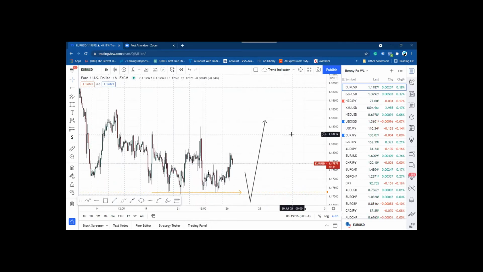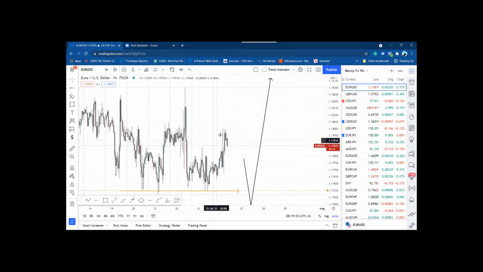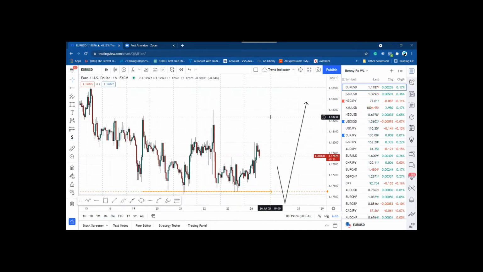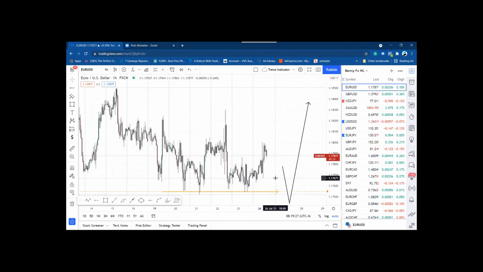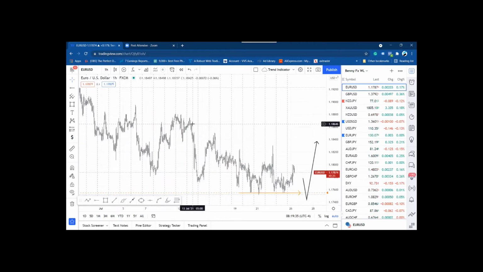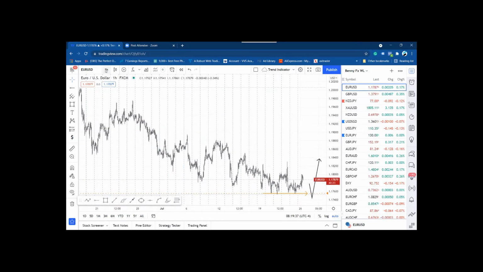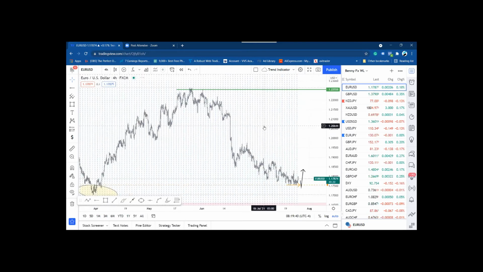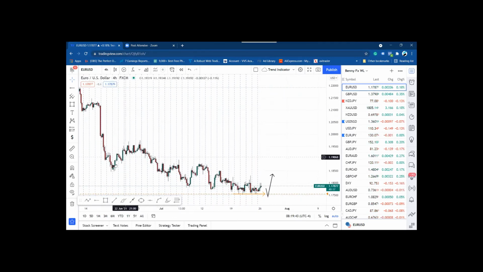Okay, so now it looks like it wants to move lower. Okay, let me check. Go to higher time frame, 4 hour. High, low, high, low, high, lower high, lower low, lower high, pick up this high. So I think this is the one.